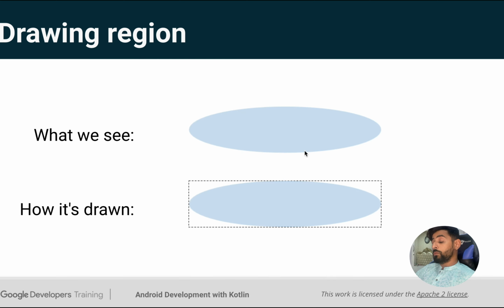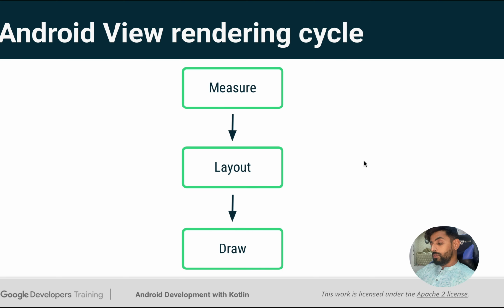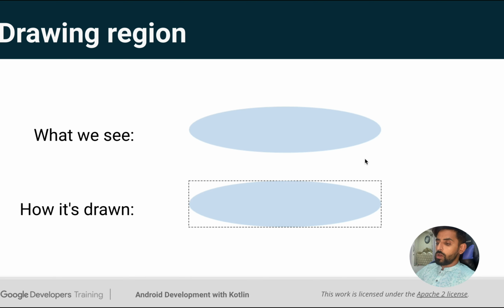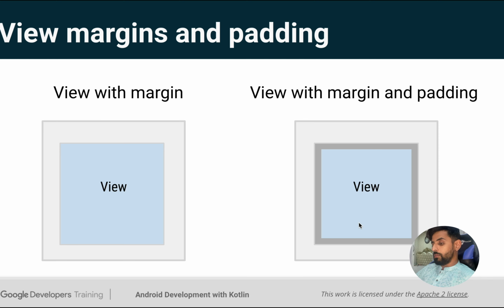Then one more important thing for a view is that you can draw it the way you want, but at the end of the day each and every view is a rectangle. So on a screen we might see something like this on the top, but it's going to be drawn in a rectangular way. Then we have with margin, without margin, and padding.